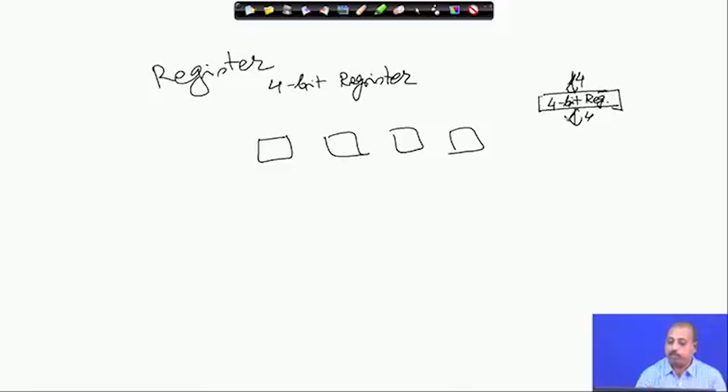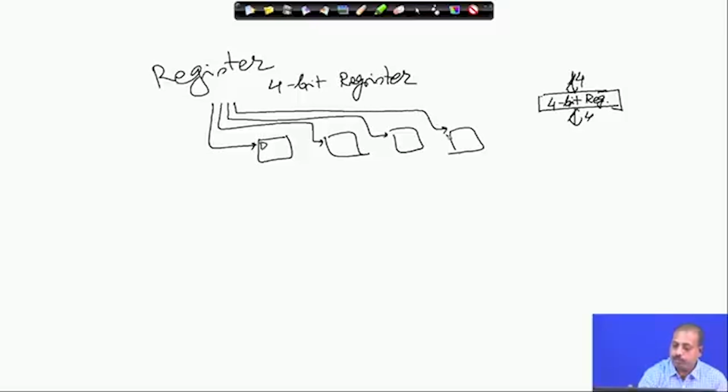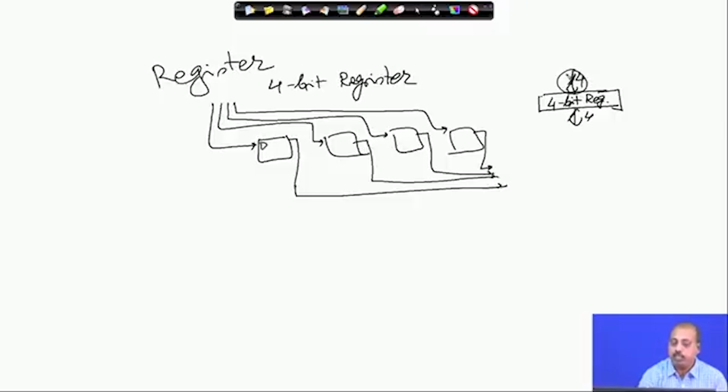Actually, if these are the 4 flip flops, the first input comes to the first flip flop, the second input goes to the second flip flop, the third input goes to the third flip flop and the fourth input goes to the fourth flip flop. Similarly, for the output, this is the first output, the second output, the third output and the fourth output. So, these 4 bits that I have shown are the 4 input lines, and similarly the 4 output lines.